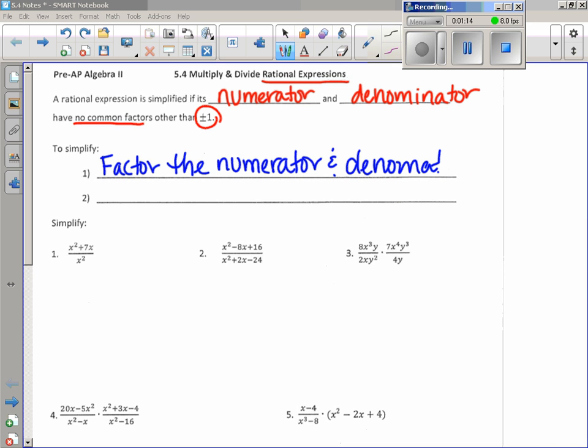Can't spell denominator. No. There we go. It's all right. I still need to model good behavior.